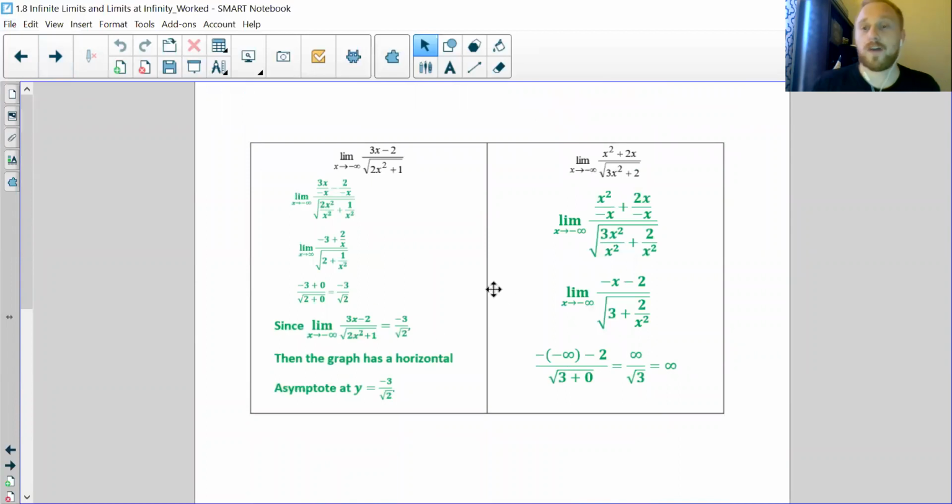And these are how we find horizontal and slant asymptotes using limits.